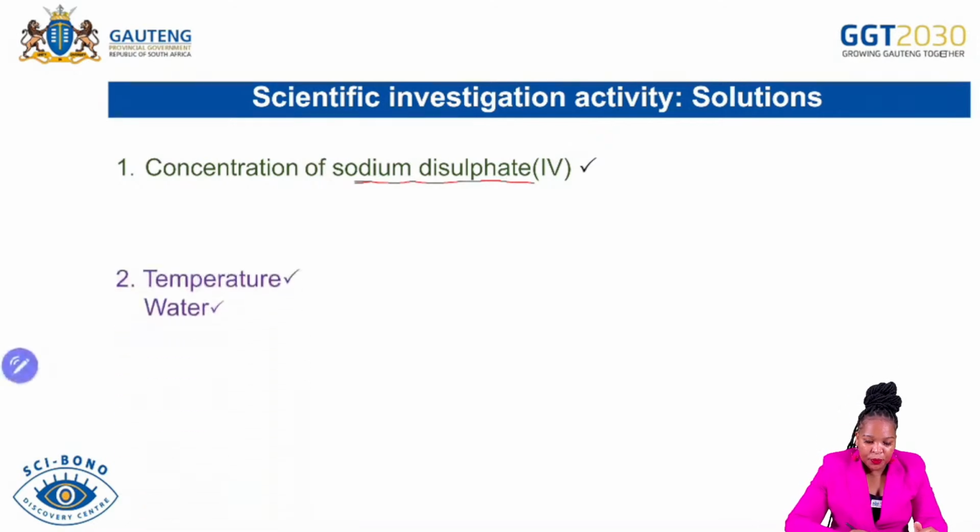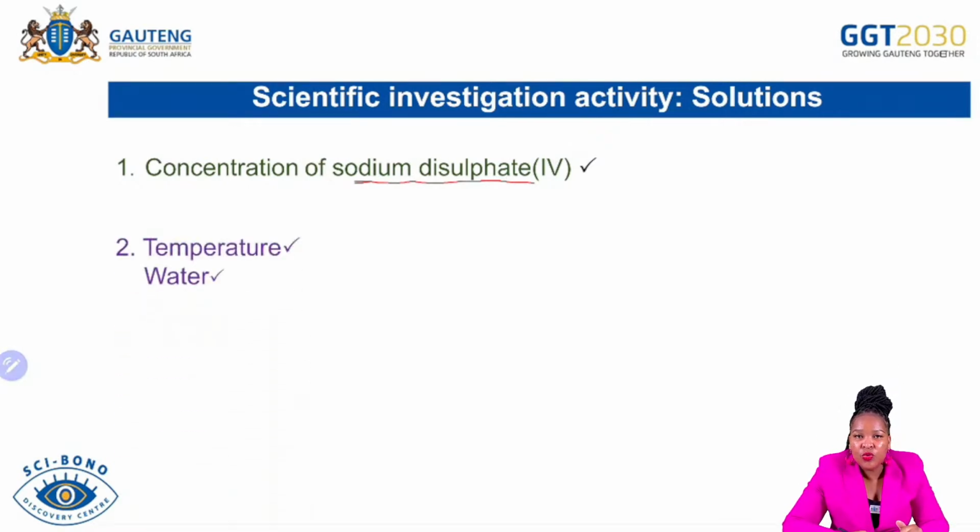And then what are the 2 variables that you need to keep constant? Remember, you are dealing with seeds. So you want to check the temperature must be the same for all those 5 days. Then the water that you are going to use to water those seeds must be the same. So you must keep the same amount of water, same temperature. So those are the variables that you're going to keep constant.